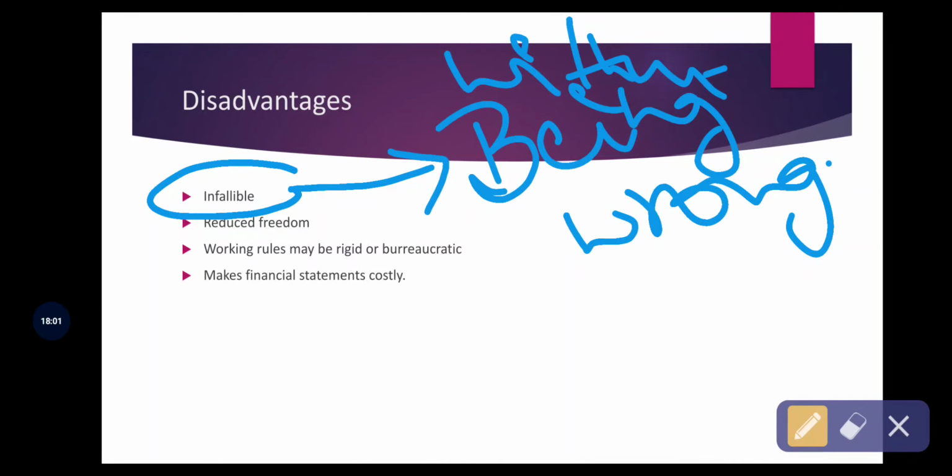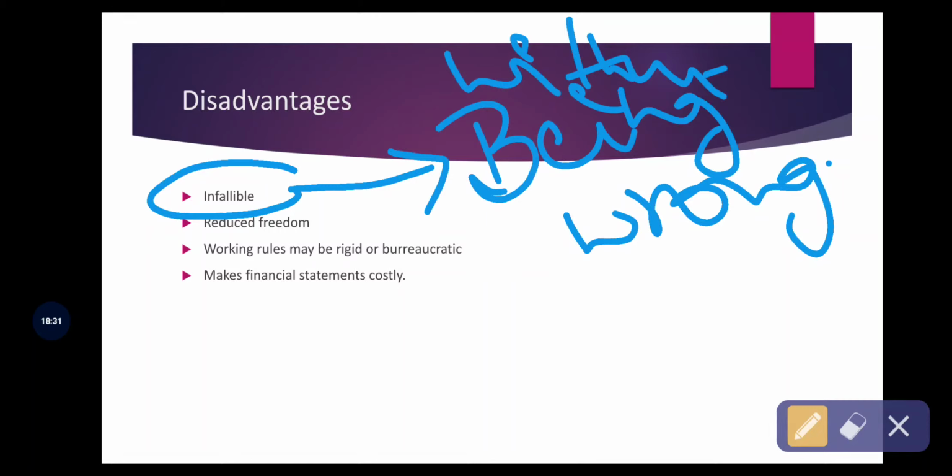But even if the accounting standards are followed, there is still some doubt that the information provided in the financial statement is not that fair. So infallible, without being wrong, which is what the users of the financial statements think, is not that true. That means some of the information will be true and some can be fake.